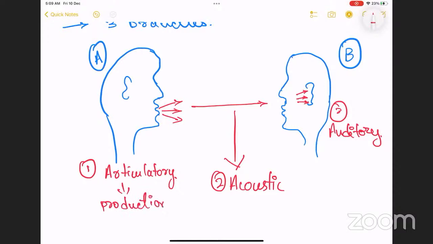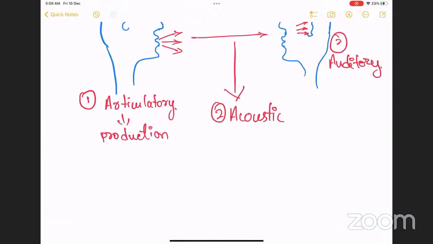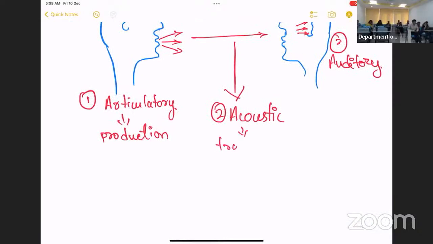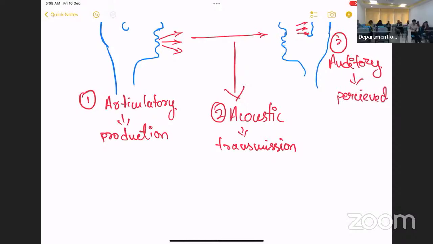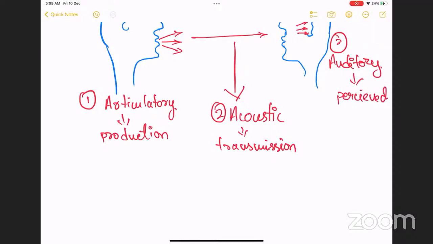How is sound produced? Acoustic is mainly with regard to transmission. Okay, and auditory, here we won't just say reception, but we say how the sound is perceived. Okay, now when we say perceived, perception, it is not just hearing or listening to the sound. That is not just reception at the ear.